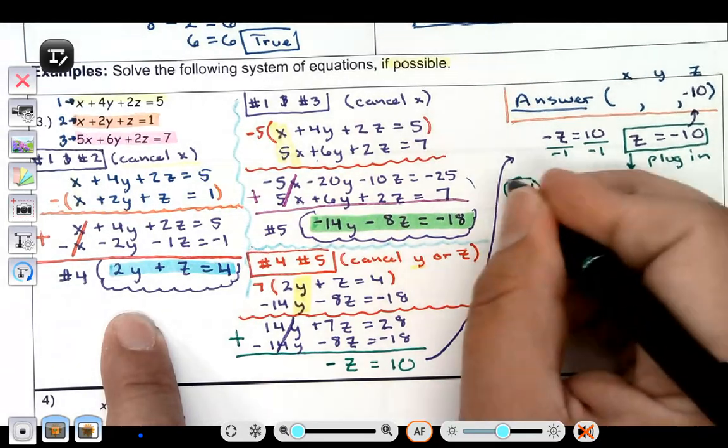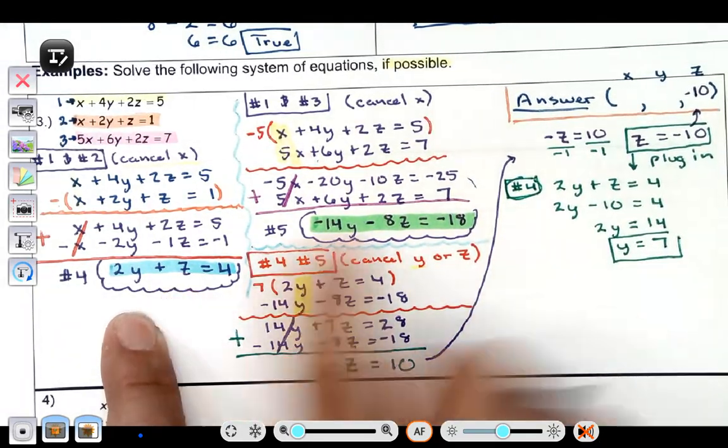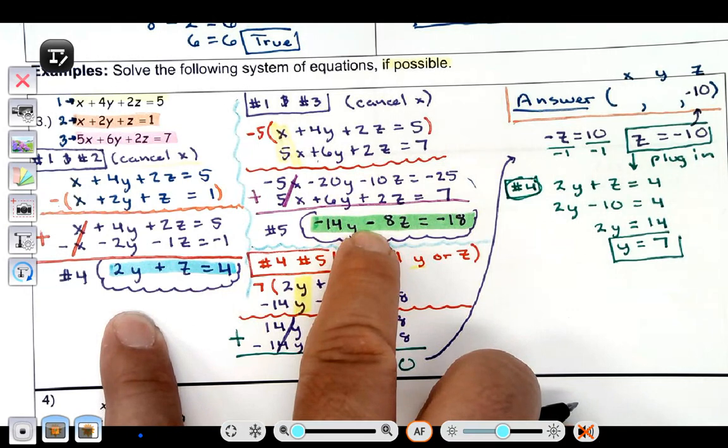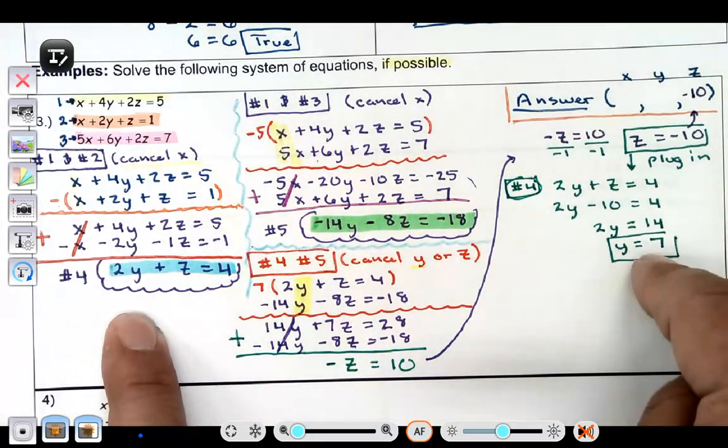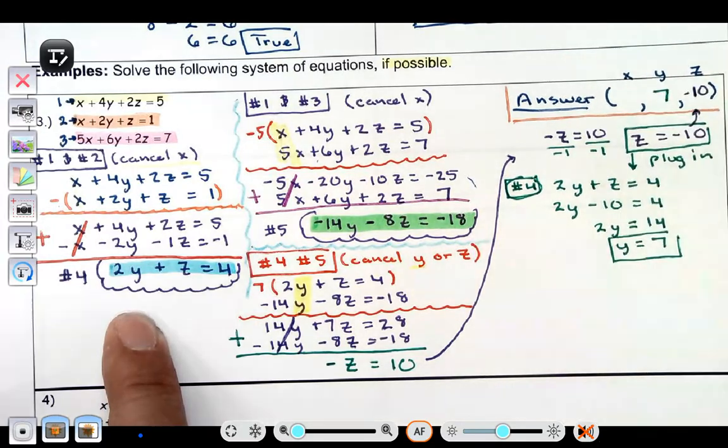All right, but there you go. You see, I went and I picked number 4. I could have done the same thing with number 5, but number 5 has big numbers. I'd rather work with the easier one. But now I know what y is, so I plug it in. I've got my 7.